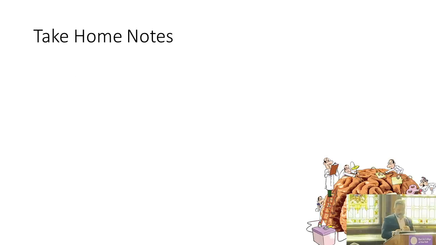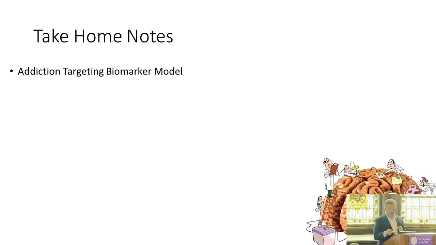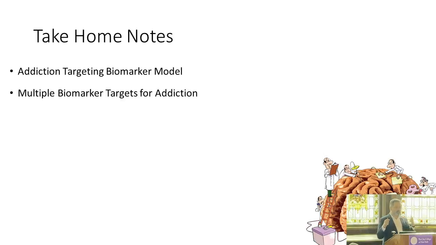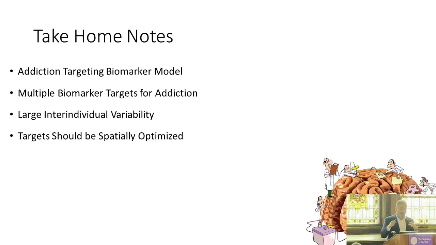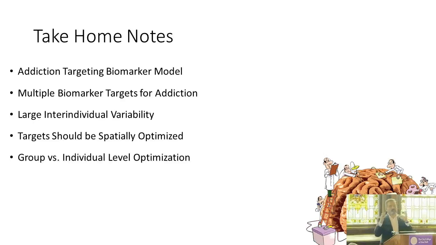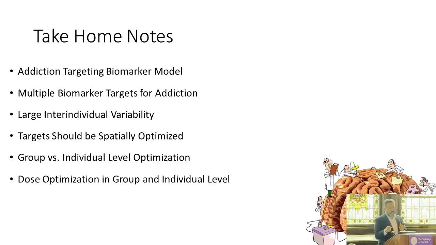Take home notes. There are discussions in terms of what would be the right target for addiction. And of course, there might potentially be multiple biomarker targets for addiction. There is a large inter-individual variation that we need to consider. The targets should be spatially optimized. We can optimize things at the group level, and also at the individual level. And we also need to think about dose optimization, because dose is an important issue to be optimized.